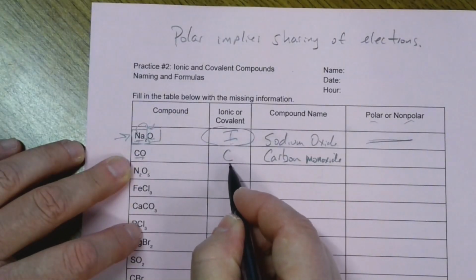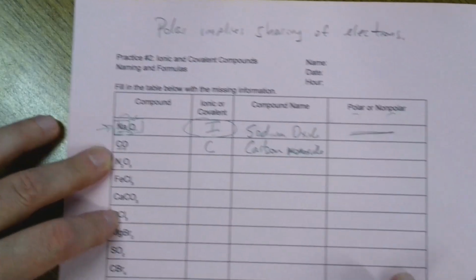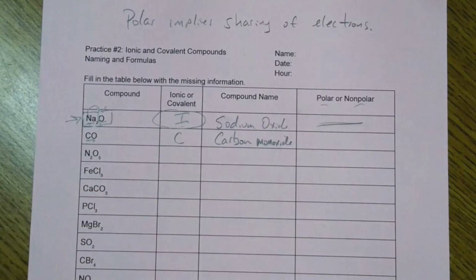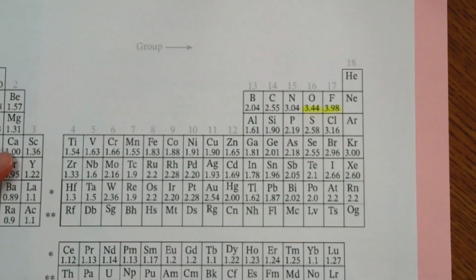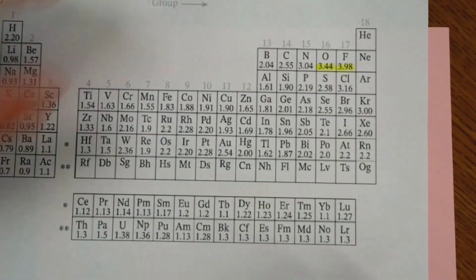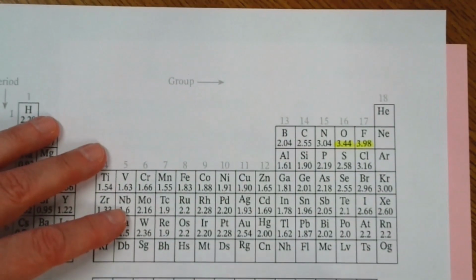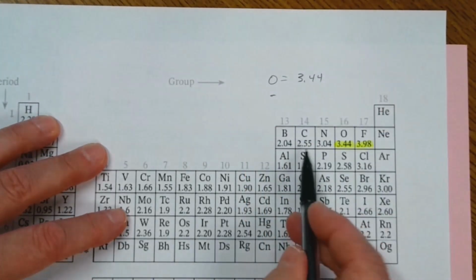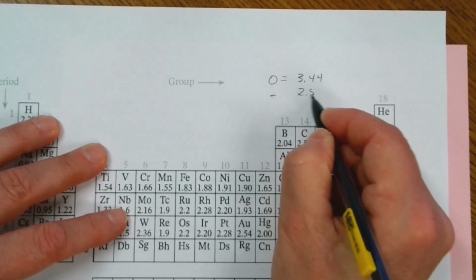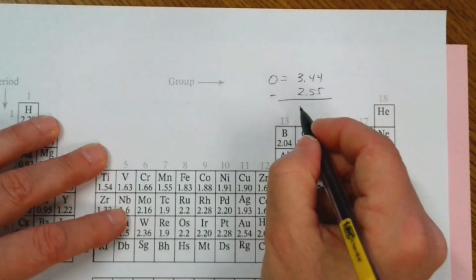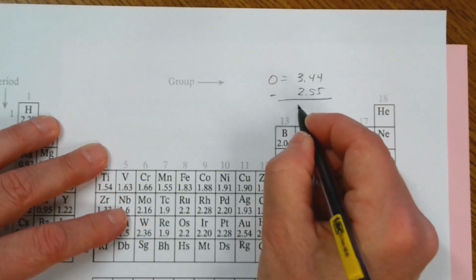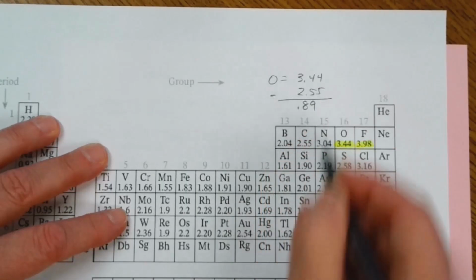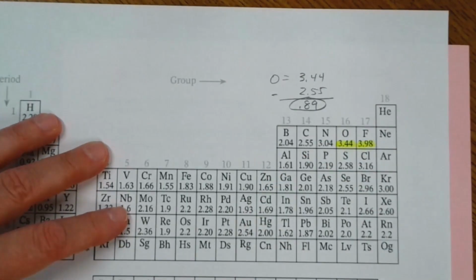Now, because this is a covalent bond, we have to determine whether it's polar or nonpolar. And we're going to do that by using our periodic table of electronegativities. And that periodic table of electronegativities is right here. We'll just do it right here at the top. Oxygen has an electronegativity of 3.44. Carbon has an electronegativity of 2.55. If we do the math on that, we subtract 2.55 from 3.44, and we get 0.89. So this is our electronegativity range.